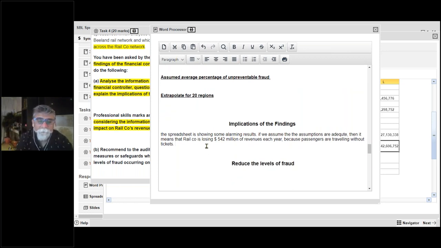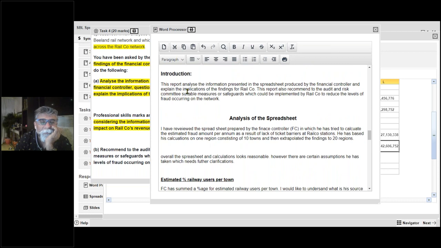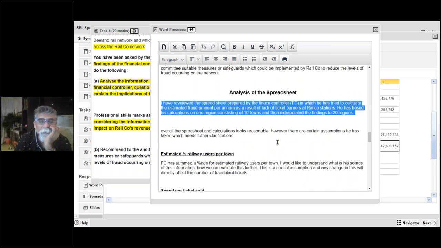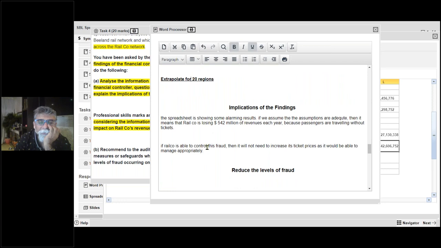So if Railco is able to control this fraud, then it will not need to increase its ticket prices, and hence it would be able to manage. Enough. So for 10 marks, we've given enough. So there's an overall one. This is 1 point, 2 point, 3 point, 4 point, 5 point, and this is 6 points.